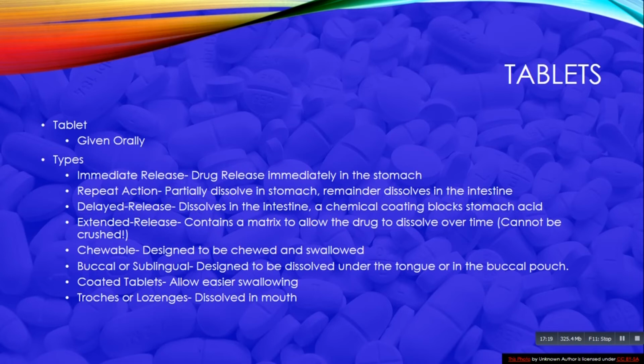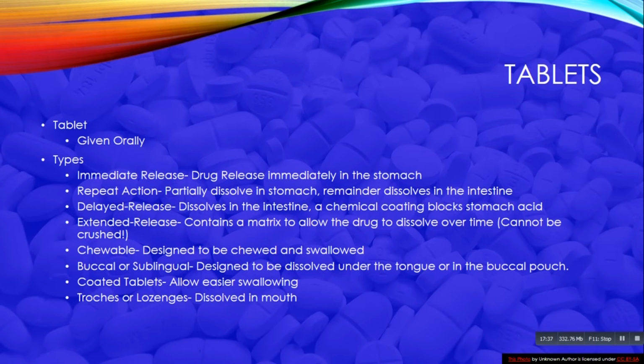Coated tablets are designed so that they can be swallowed easily. There's some film on there that allows it to go down the esophagus a little easier. And the last group are troches and lozenges. Those are designed to be dissolved in the mouth.